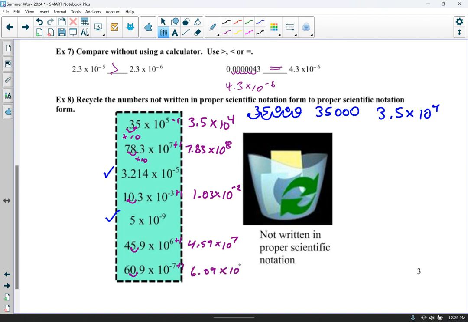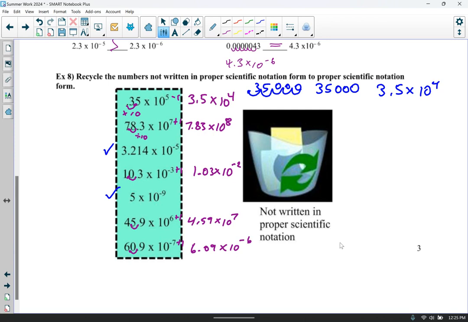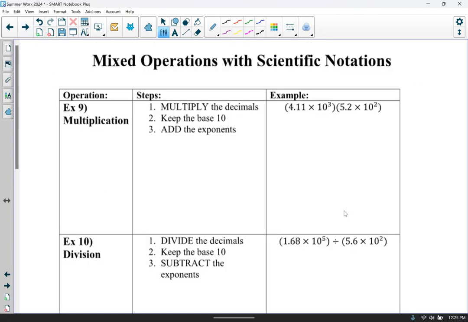6.09 times 10 to the negative 6th. Good. Now that we have that skill in place, that allows us to start looking at how we're going to multiply, divide, and add and subtract in scientific notation, right? And this really relies on our exponent rules for our powers of 10.